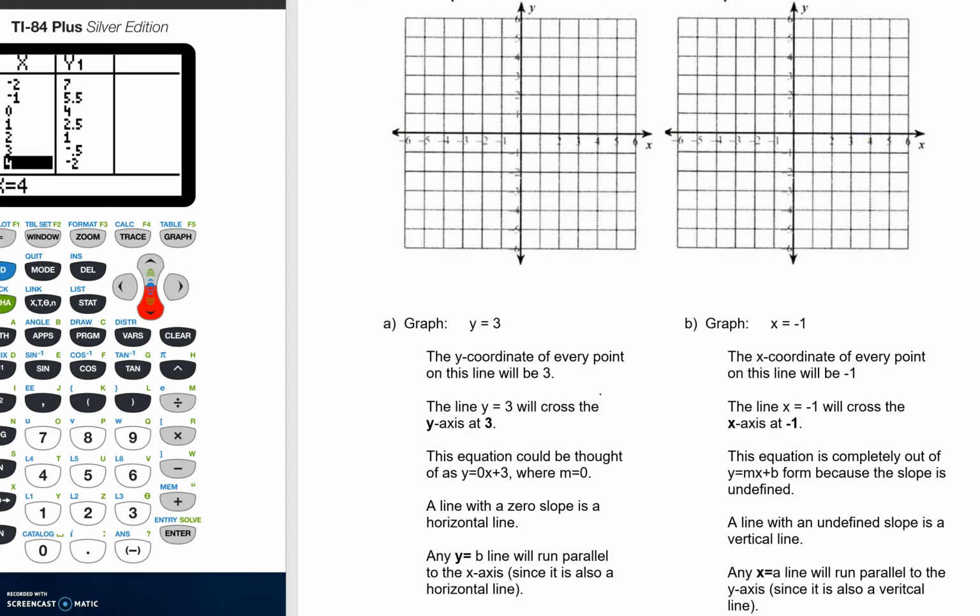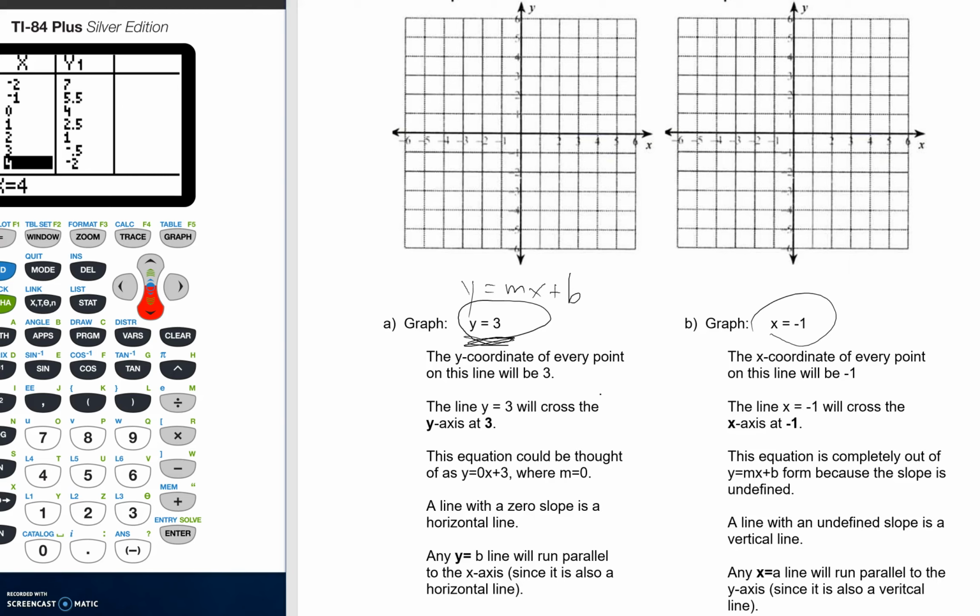Okay, so in this problem, we're trying to graph two lines that are a little bit different than our normal lines. Y equals 3 doesn't have that full mx plus b form, and x equals 1 certainly does not fit y equals mx plus b form. Okay, so the problem is giving us some information that we should know.